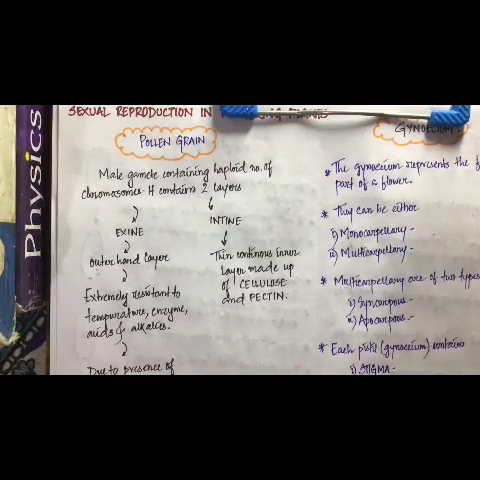Hello everyone. So today we are going to start the second half of sexual reproduction in flowering plants, basically the second lecture. In the first lecture we discussed the male reproductive system, and in this class we'll be starting with the male reproductive gamete, and after discussing the male reproductive gamete we'll move on to the female reproductive system, right? So first of all, we have this pollen grain.